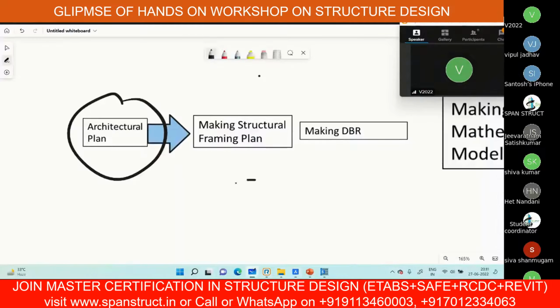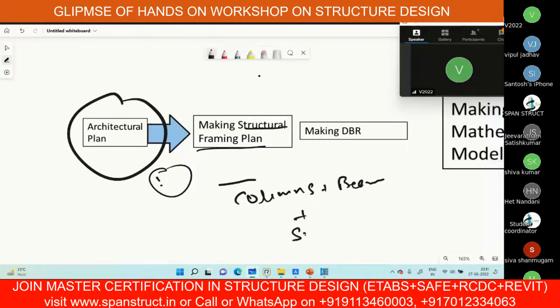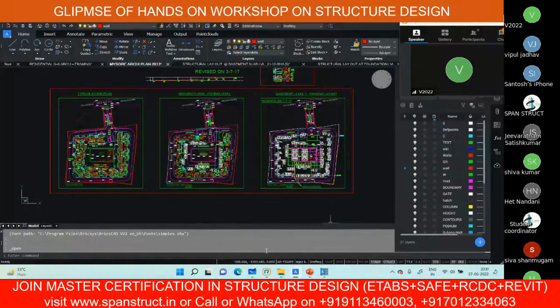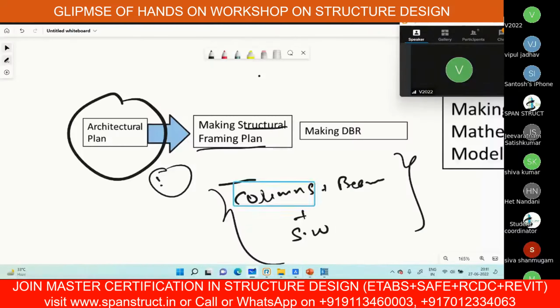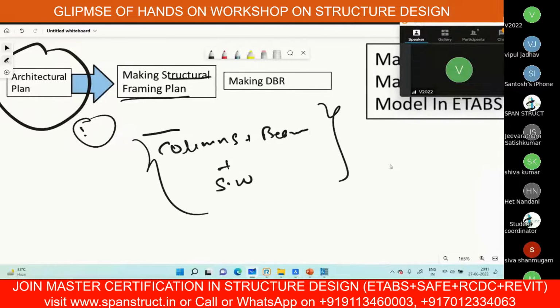Now I told you that after getting the architectural plan, next you have to convert this architectural plan into a structural framing plan. The structural framing plan will be the combination of columns plus beams plus shear wall. In this only you will be placing your columns, beams and the shear wall in the structural framing plan. How the structural framing plan looks, I'm going to show you.